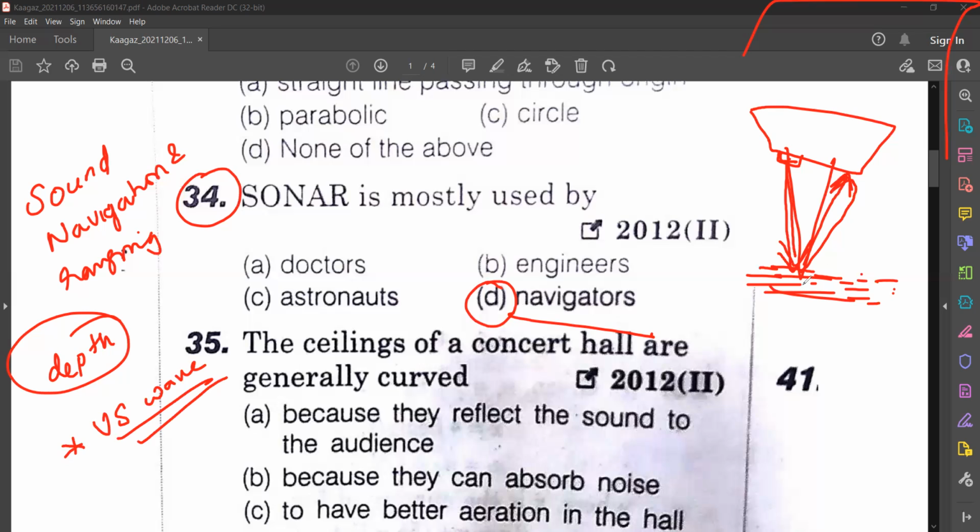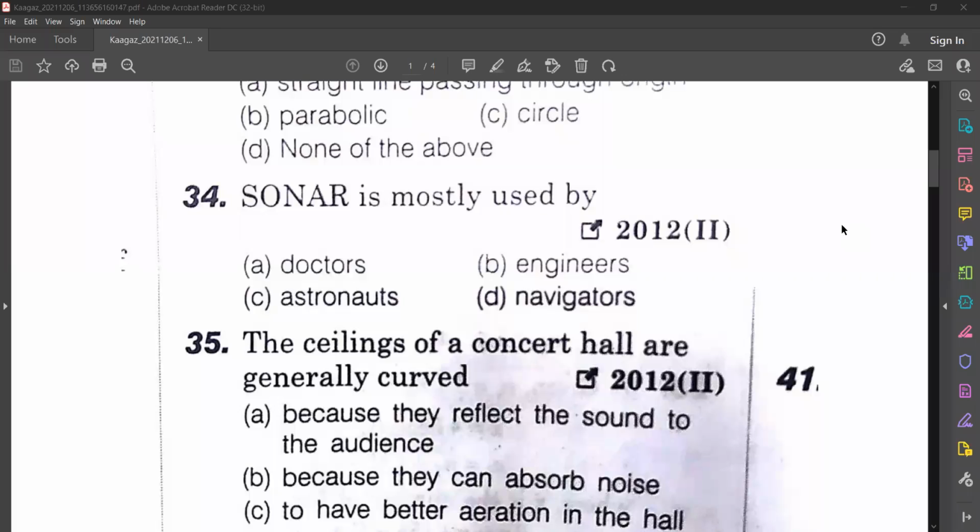So the sound which is sent will be bounced back or reflected from the seabed, ocean bed, and it will be detected and the distance can be calculated. Okay. So that is the sonar: sound, navigation, and range. Moving to the next question, question number 35.